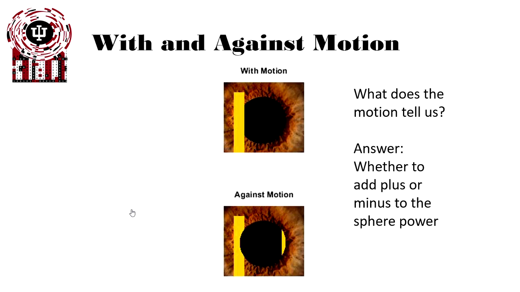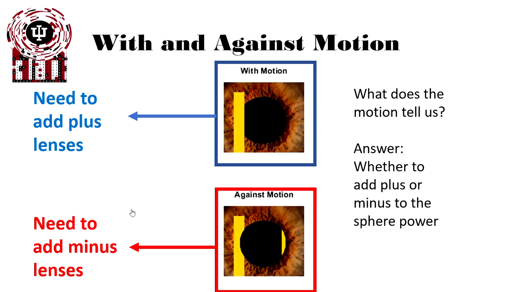So what does this motion tell us? It tells us whether to add plus or minus to the sphere power or the astigmatism power to neutralize the prescription. If we see with motion, we need to add plus power to the lenses. If we see against motion, we need to add minus to the lenses. And this is all with the sleeve down. All these motions are reversed if the sleeve is up.